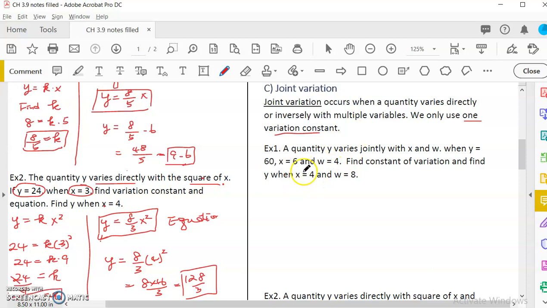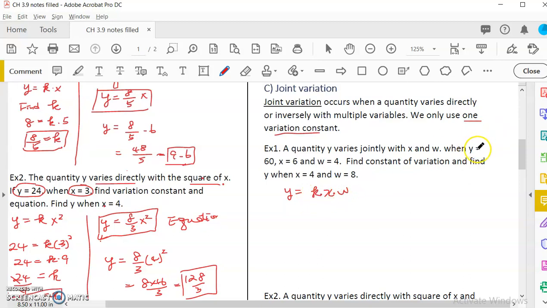So the basic equation would be, for example, a quantity y varies jointly with x and w. We would say y equals k times x times w. Not adding, but multiplying. It's all one multiplication. So now we have two variables, and k is the variation constant.